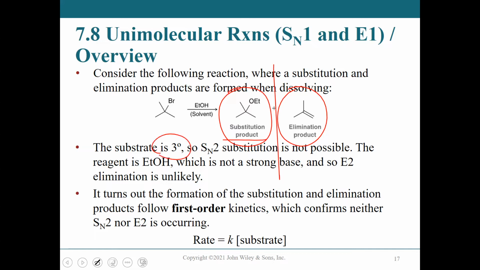The substrate is tertiary. Remember, in the SN2 reaction, we said that methyl, primary, secondary, tertiary, the tertiary does not react under SN2. In SN1, it's actually the opposite. In the SN1 reaction, tertiary is the best, secondary is okay, primary is bad, and methyl never, ever, ever will do an SN1 reaction. The reagent is ethanol, which is not a strong base, but a weak base and also a weak nucleophile. So the E2, don't worry about that because we're not doing elimination yet.